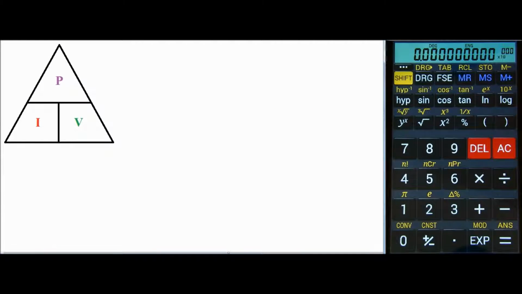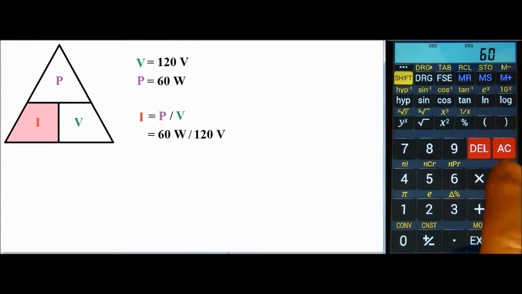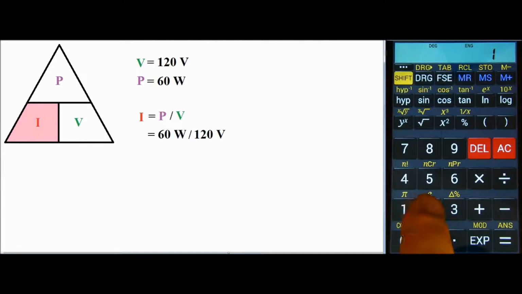Let's take a look at the circuit when we want to find current. We have a circuit that has a voltage of 120 volts and a power of 60 watts. So we want to find current, so we cover up I, and that tells us I is equal to P, or power, divided by V, or voltage. In this case we have a power of 60 watts divided by 120 volts. So it's 60 divided by 120. And we get 500 milliamps.